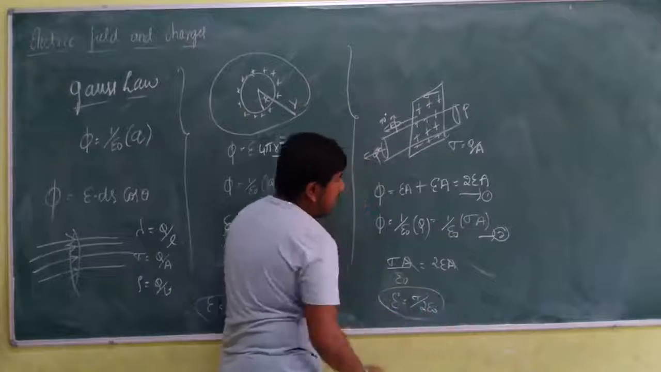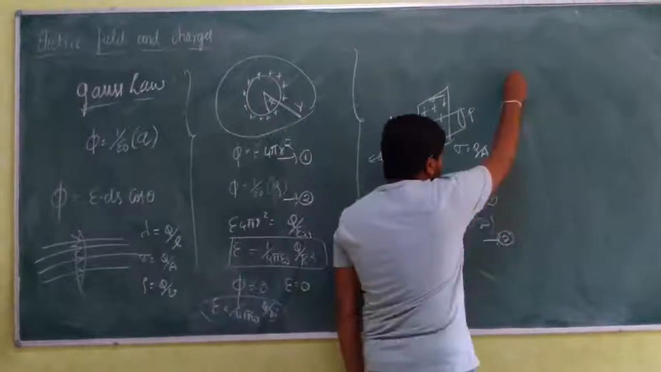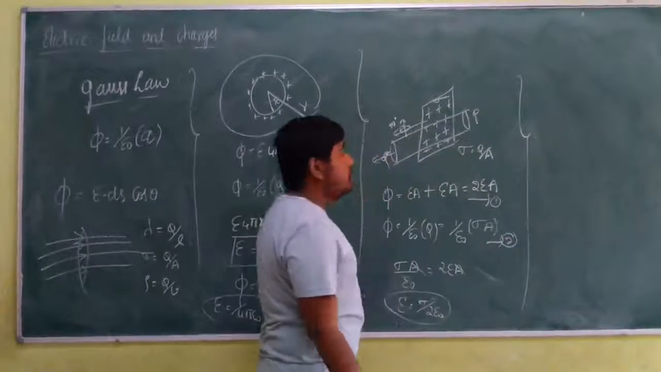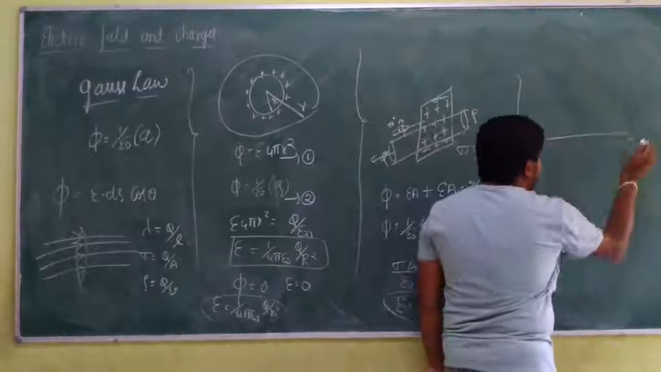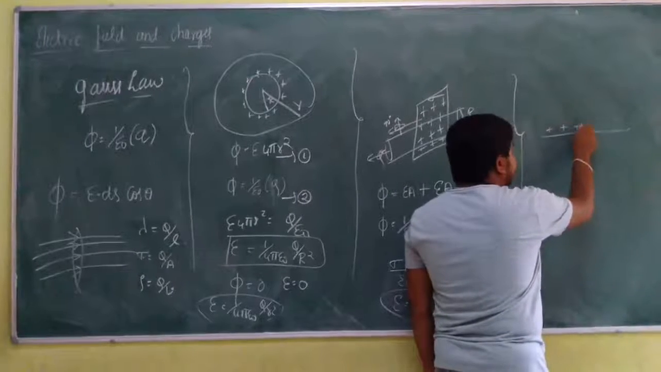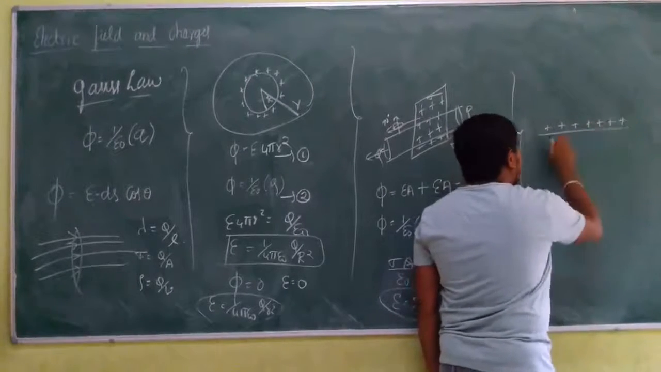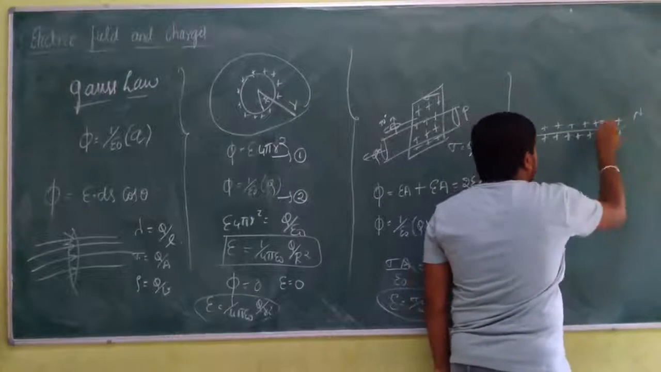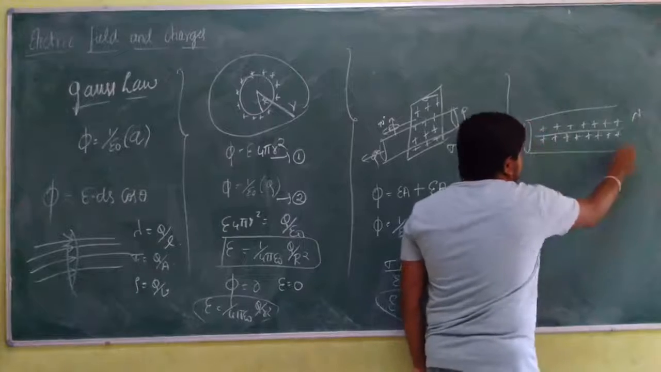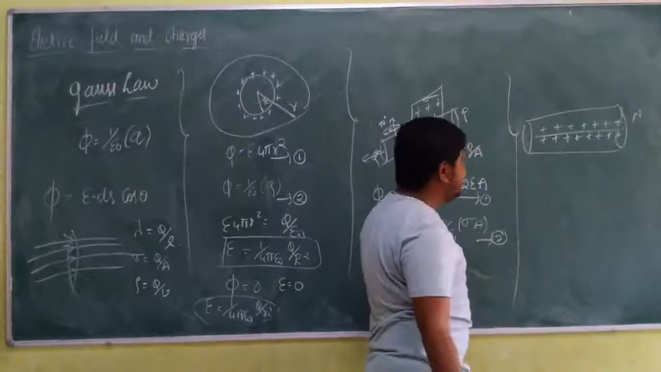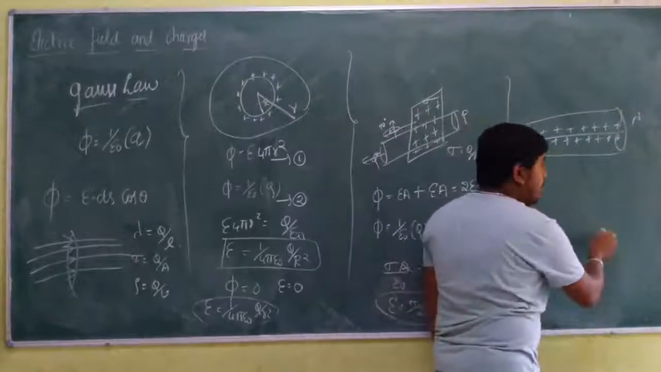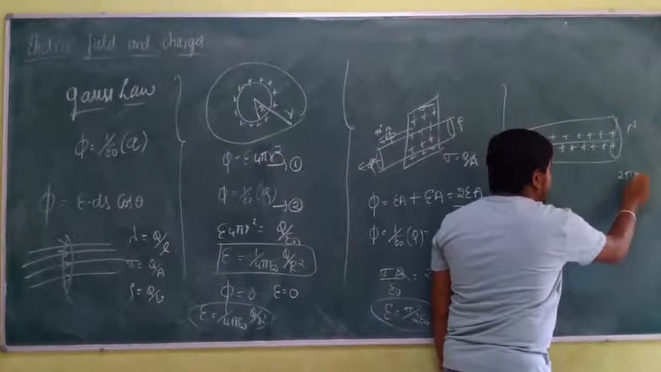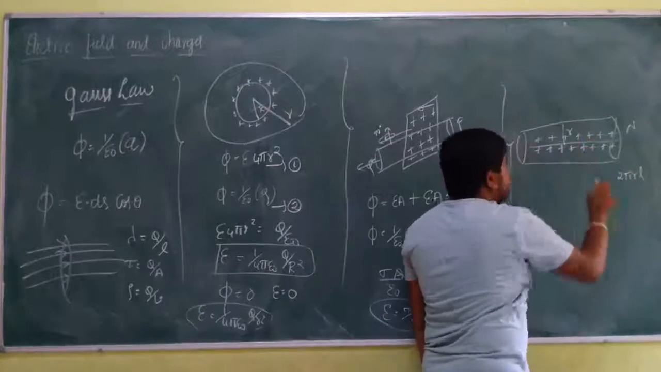And one more derivation is electric field due to a thin wire. This is the final one. Let us take the uniformly charged wire having the linear charge density lambda. Let lambda be the linear charge density. Let us take the Gaussian cylinder. Its area is given by the formula 2 pi r into L. So let r be the radius of the cylinder.